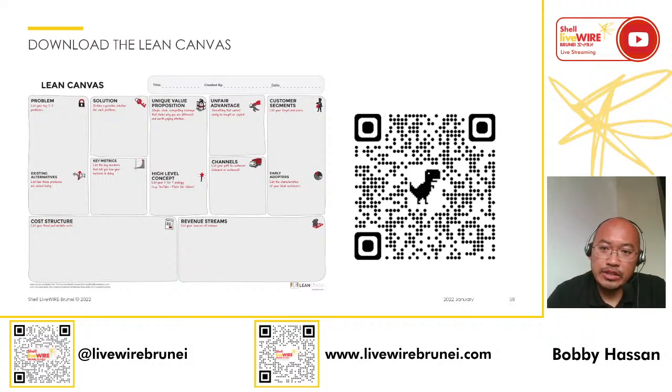So you can scan the QR code, and then you can download the template for the lean canvas. Again, there are a lot of similarities. For all the similarities, I'll just briefly go through them because it has similarities to the business model canvas.